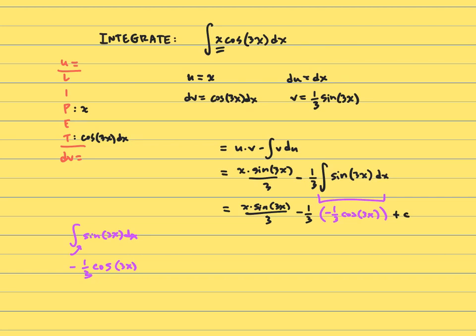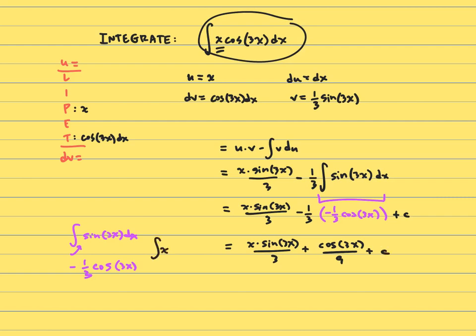Okay, so here we go. We're going to finish this off. We're going to have the answer to our original, which we'll rewrite in a second, but I'd have x times sine of 3x over 3, minus negative, so plus cosine of 3x over 9 plus c. And there you have it. That is the integral of x cosine 3x dx.